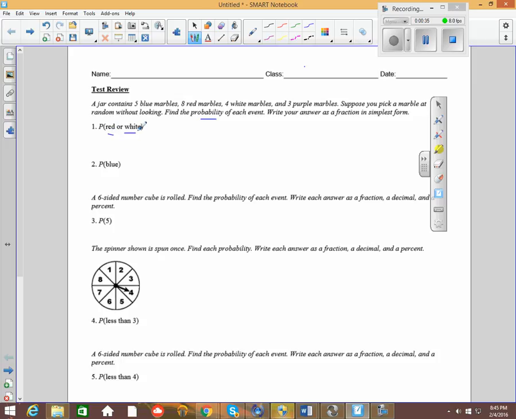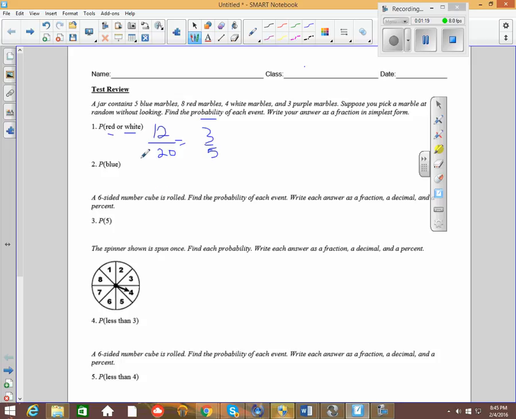First of all, we count how many red and white marbles we have. Looks like we have 8 red and 4 white. That makes a total of 12 marbles. So how many total do we have? If you count them all up, there's 20 total. So that's our probability. Now all we have to do is reduce that number. How do you reduce it? Find a factor of both 12 and 20, and the answer would be 3/5. It says write it as a fraction in simplest form, so the answer should be 3/5.